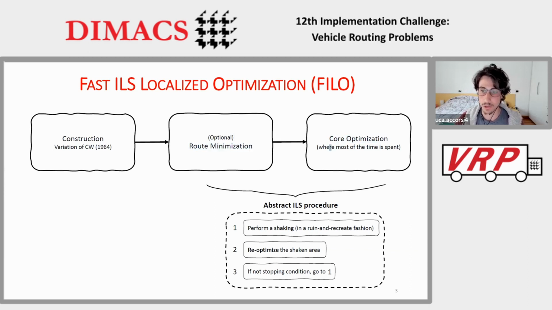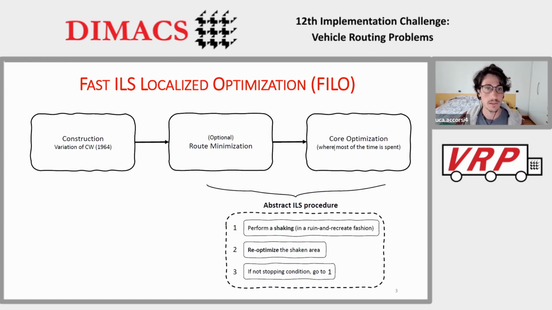Both route minimization and core optimization are based on this abstract iterated local search procedure that you can see here. It's very simple. We basically first perform a shaking in a ruin and recreate fashion, and we destroy some localized portion of the solution. And then we try to optimize that area, and primarily that area, by using the local search engine. We then accept the neighbor solution with the simulated annealing criteria. And this process is repeated for a certain number of iterations or for a certain time limit.